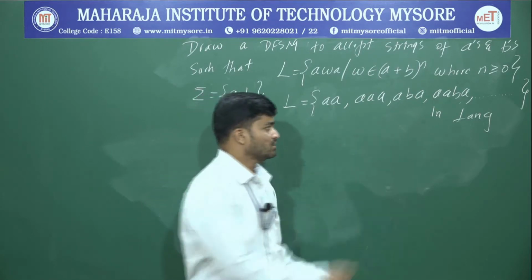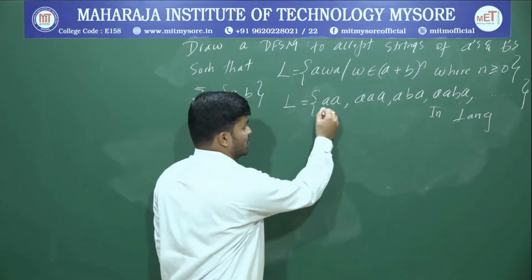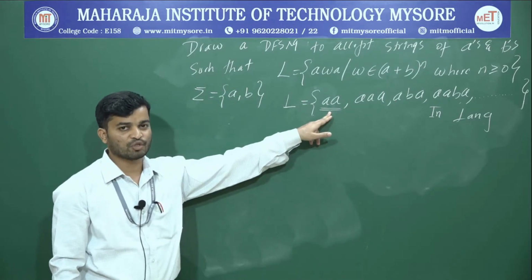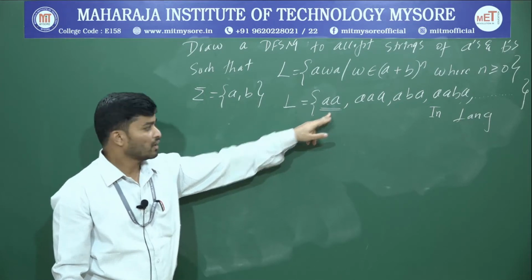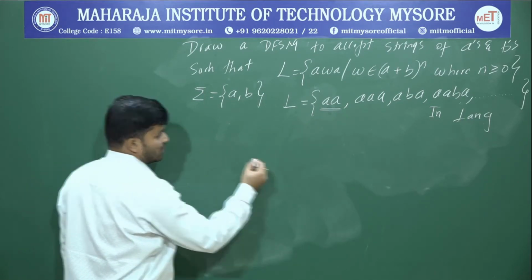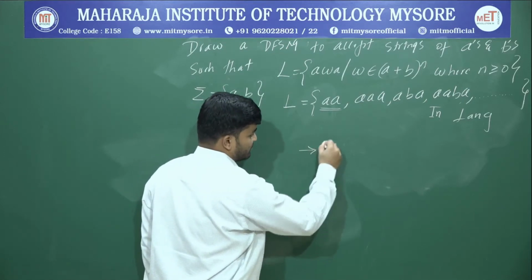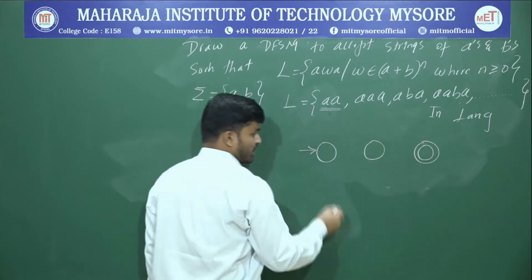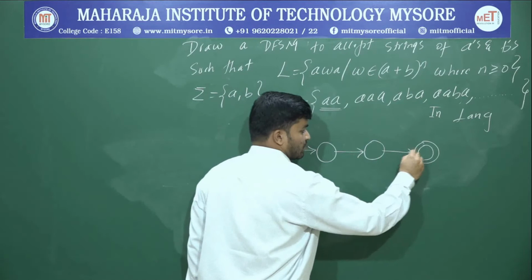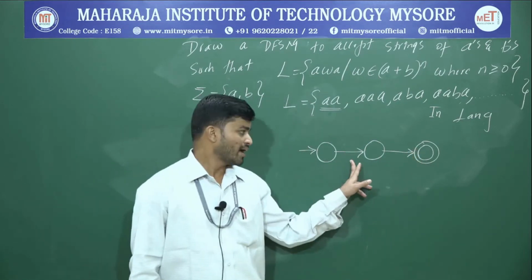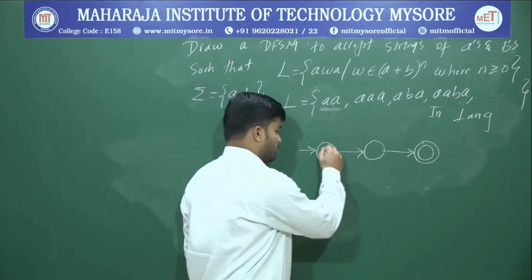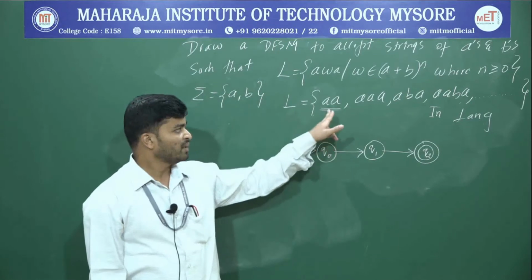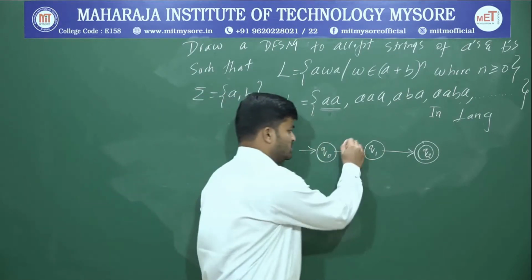Whenever the language is infinite, underline the minimum length string. Next check the length of the minimum length string. What is the length of the minimum length string? 2. If it is 2, how many states are we supposed to consider? Go with 3 states. One is the start state, one is the accepting state, and one is an intermediate state. Connect these 3 using arrows as connectors, and name the states Q0, Q1, Q2, and write your minimum length string, that is A, as it is.